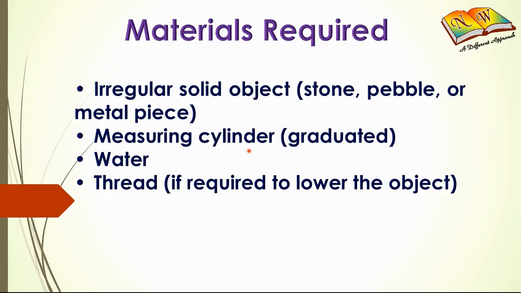You need a measuring cylinder which is graduated. That means it should have a scale on it which shows you the volume of liquid that's there in the cylinder, some water, and a thread to lower the object into the measuring cylinder.